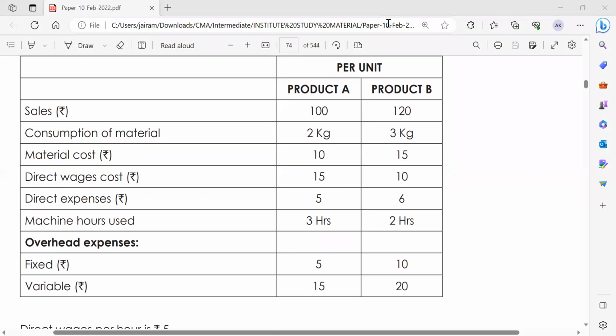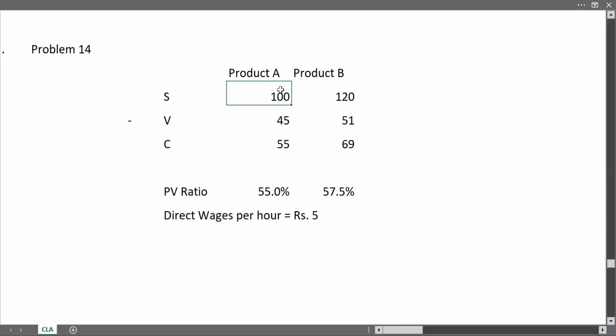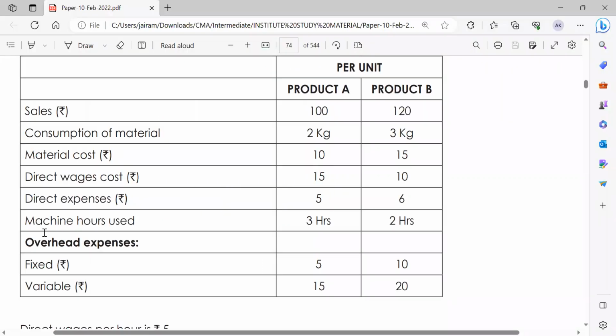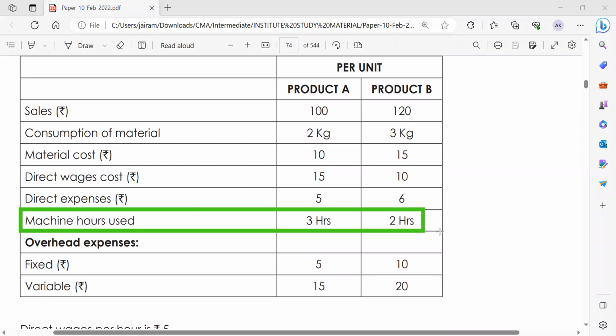So here, let's just check. Sales is 100 and 120. These are the notes which I have made for you. So sales is 100 and 120. See, this is 45. Similarly, the second one, if you add, you'll get V as 51. So now again, you have been given machine hours used. This data also is for key factor calculation if machine hours is the key factor. Otherwise, it has no use. So now this is also key factor information.